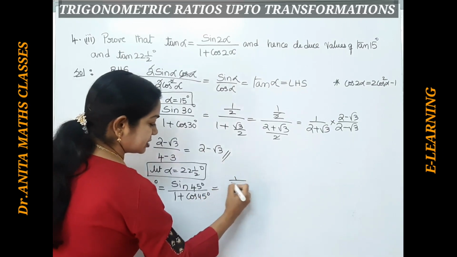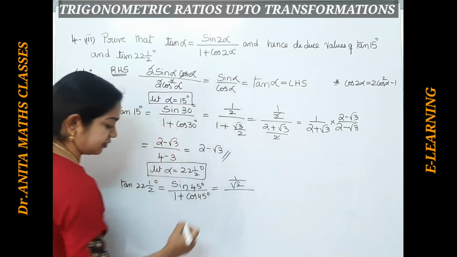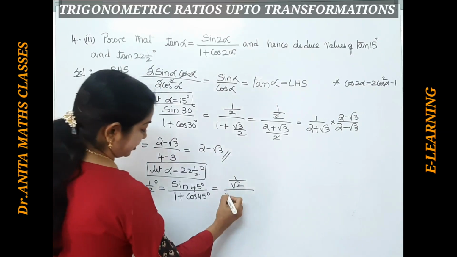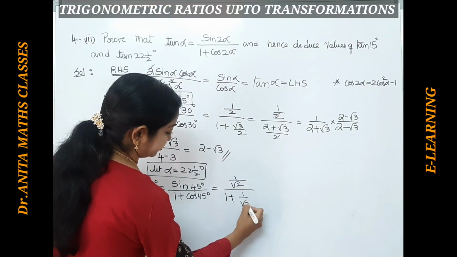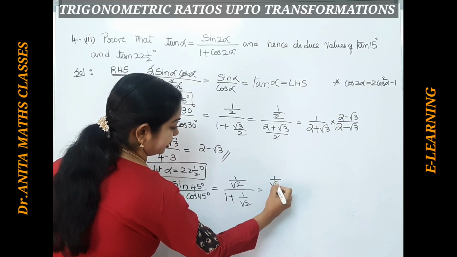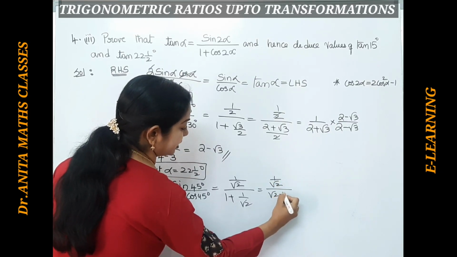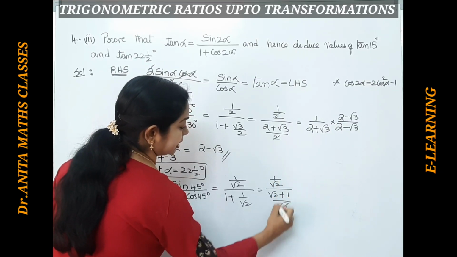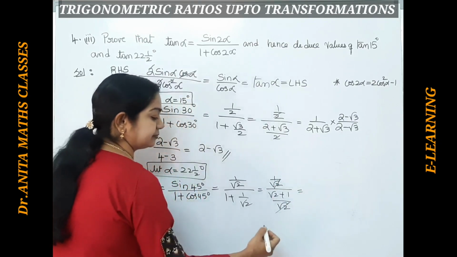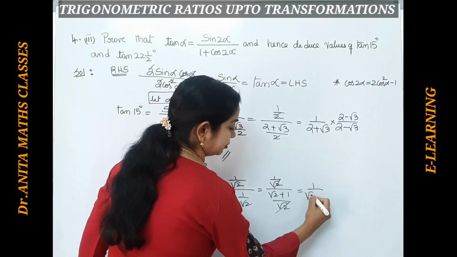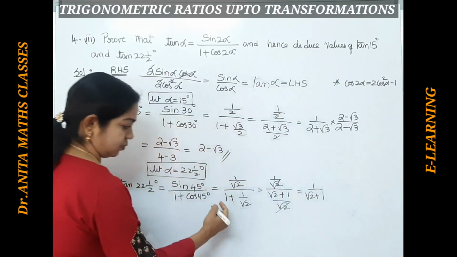So the values are 1 by root 2, cos 45 and sine 45 are the same. So 1 plus 1 by root 2. So 1 by root 2. Take the LCM here. Root 2 plus 1 by root 2 here. Cancel off the denominators. We get root 2 plus 1 here.